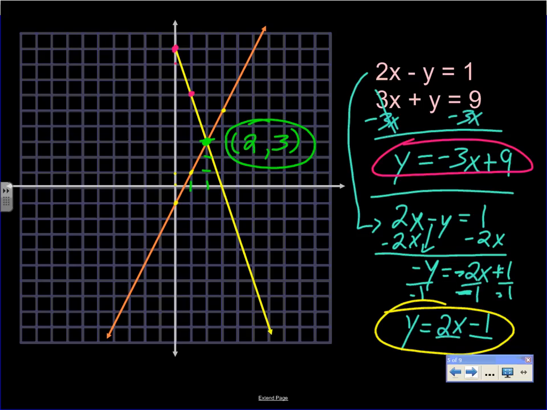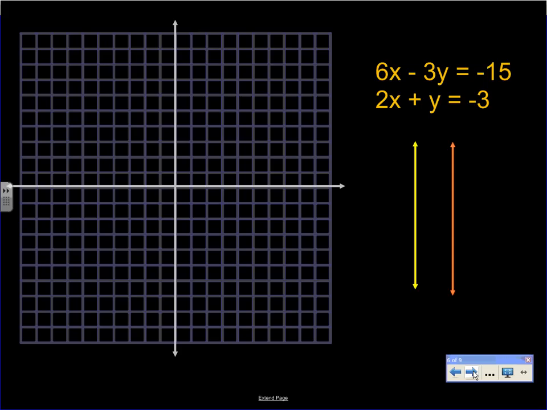So this next one, I want you to go ahead and graph those two and see if you can come up with the solution. Pause the video and then play it and make sure that your answer matches mine. And then we have a few more examples to do after that, a few special cases. So go ahead and pause the video, work it out.